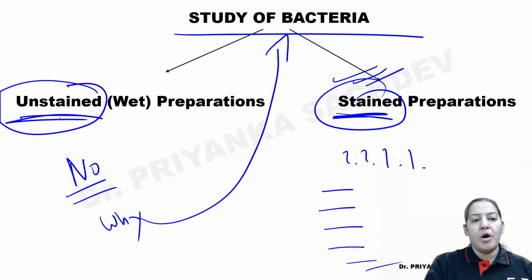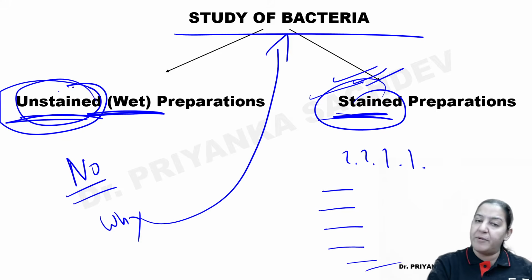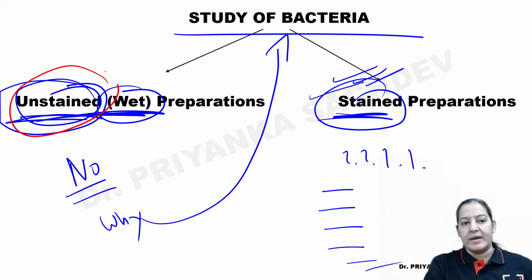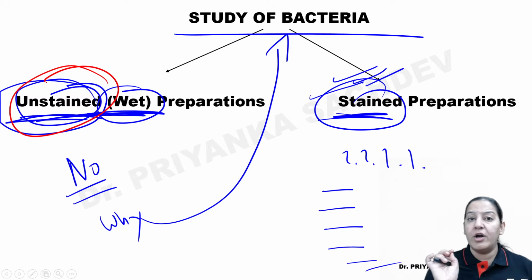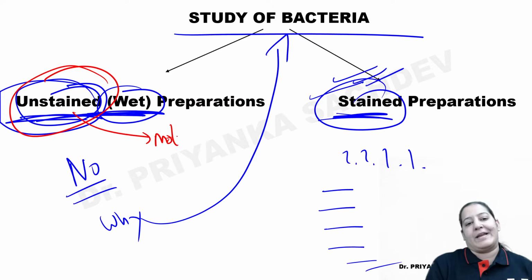Now, let me talk about the unstained preparation, the wet preparation, and stained. Then you will ask me the next question: ma'am, if you are saying staining is always required, why are you teaching us unstained preparation, and why are unstained preparations known as wet preparations? Now, my answer to this question, about the unstained one: unstained preparations are not for looking at the morphology of bacteria. They are for looking at the motility of bacteria.